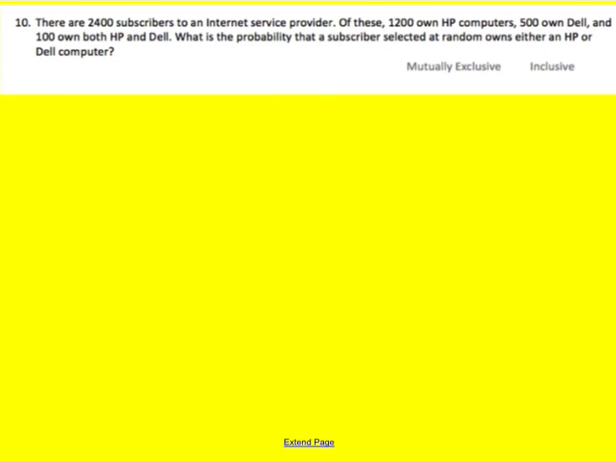Last but not least, let's take a look at number 10. There are 2,400 subscribers to an internet service provider, 1,200 own HP, 500 own Dell, and 100 own both. What is the probability that a person owns an HP or a Dell? Okay, so we already know that there's people who own both. So that makes this an inclusive event. There's stuff that we're going to have to subtract off.